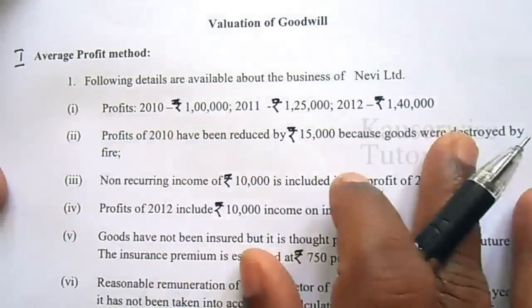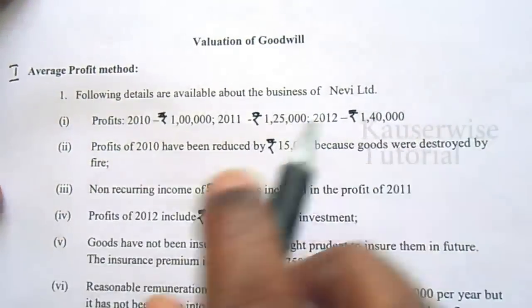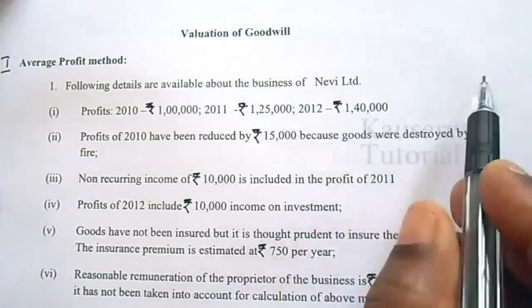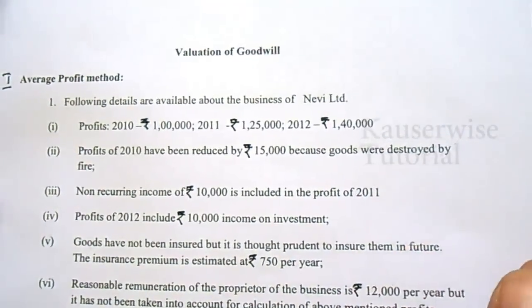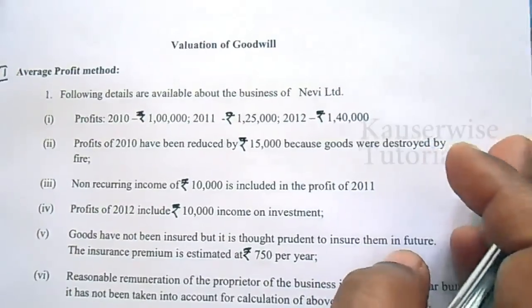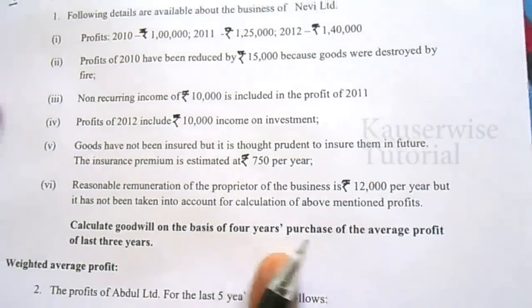If nothing is given regarding adjustment, you can directly take the total profit for 3 years and divide by 3, and you will get the average profit. Then after finding the average profit, you can multiply with the number of years of purchase.